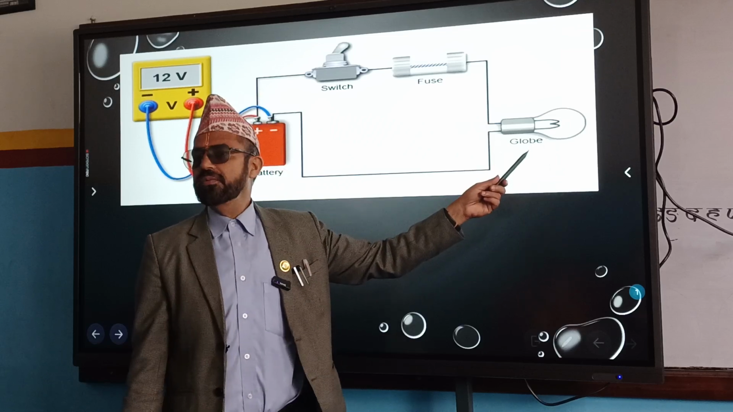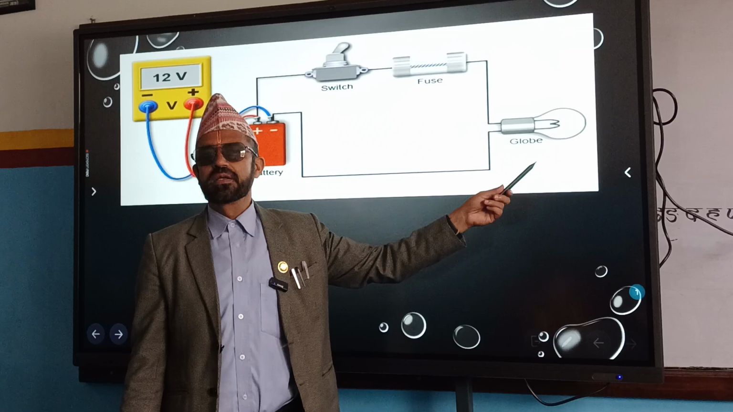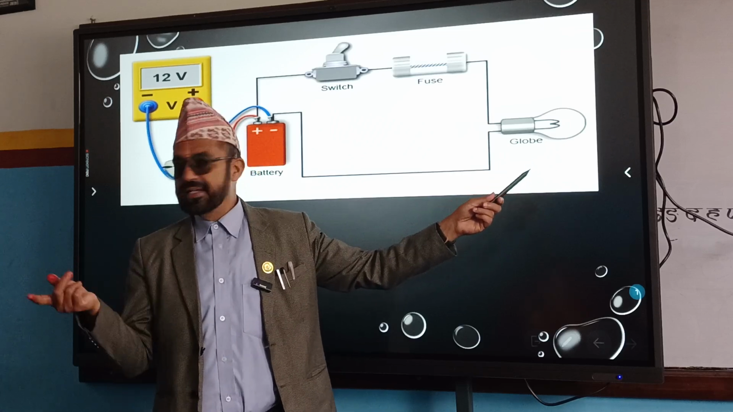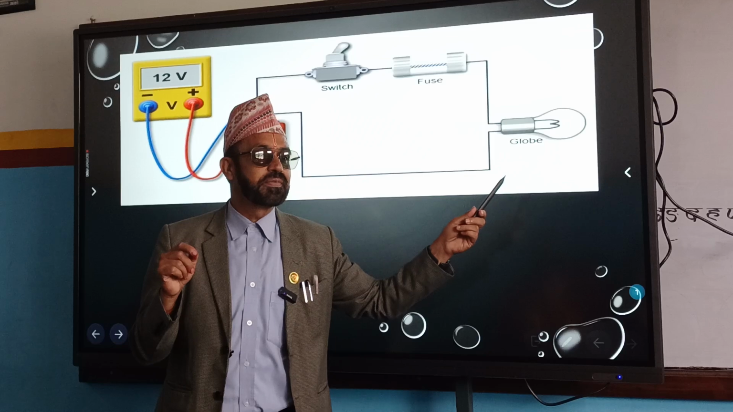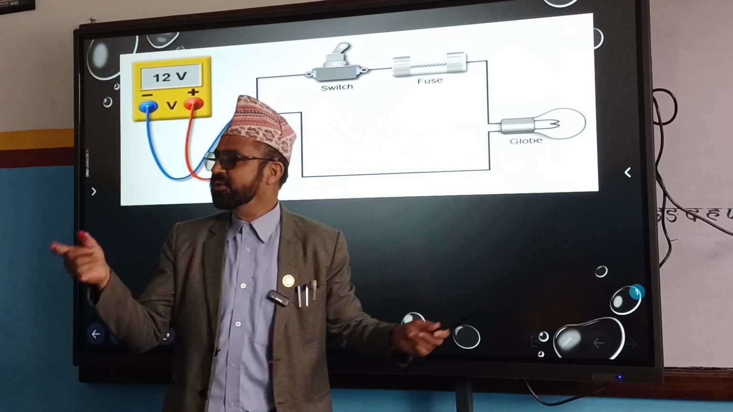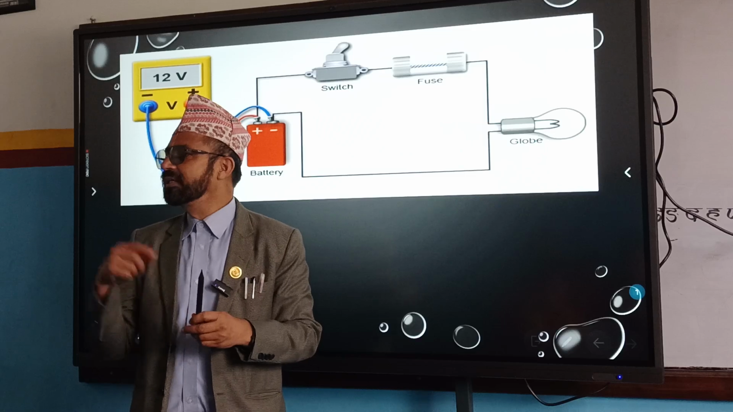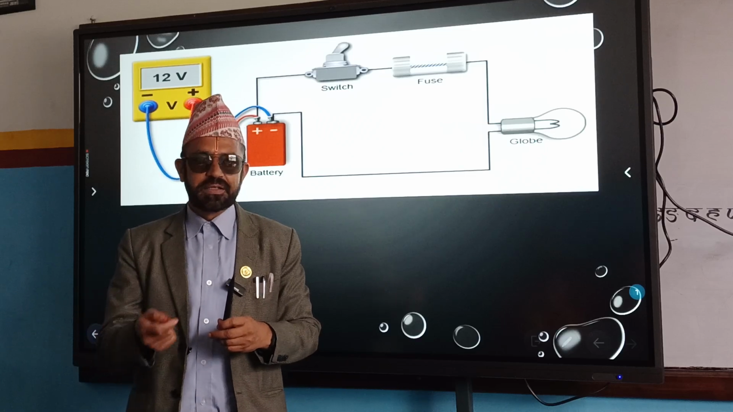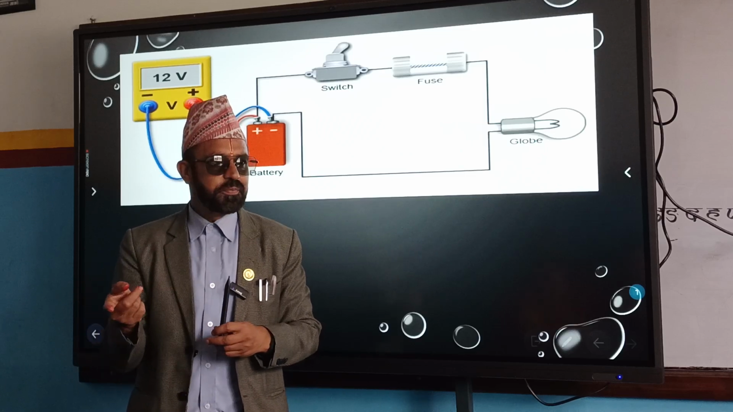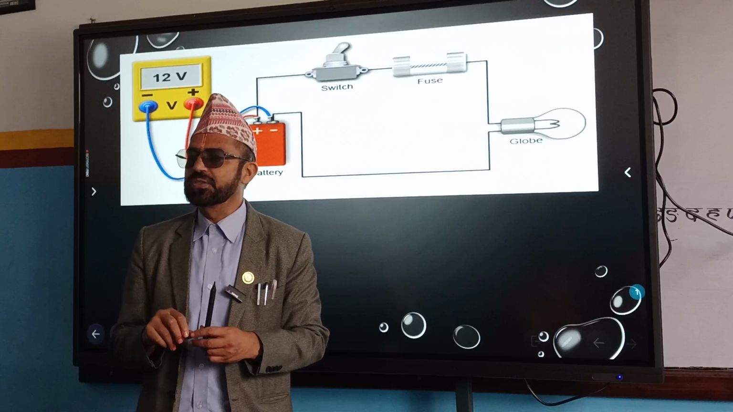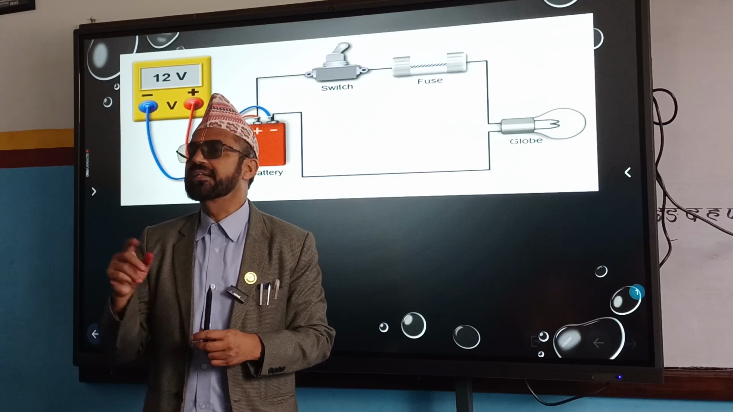When you talk about a bulb, what does this bulb do? It converts electrical energy into heat and light. It produces heat also. Okay. Rice cooker, what does it do? Converts electrical energy into heat energy. Electric rod, have you seen an electric rod? Yes, sir. What does it do? It converts electrical energy into heat energy.